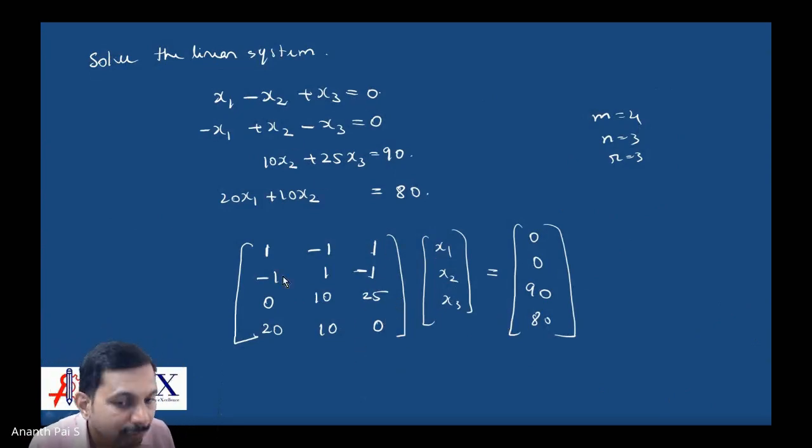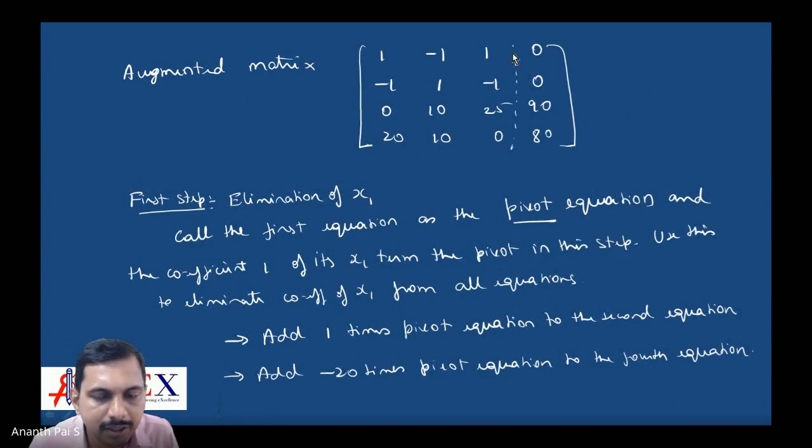Here we have 4 by 4 matrix, and here 4 by 3 matrix. So we are substituting here x1 minus 1 plus 1 minus 1 plus 1 minus 1 0 10 25 20 10 6. Make sense? Now what do we do? We write the augmented matrix. Same thing.